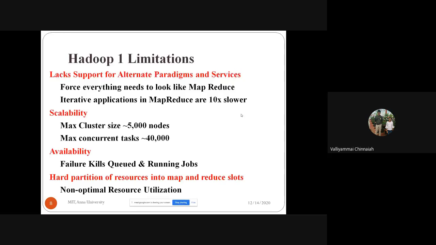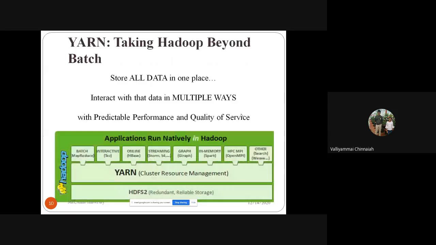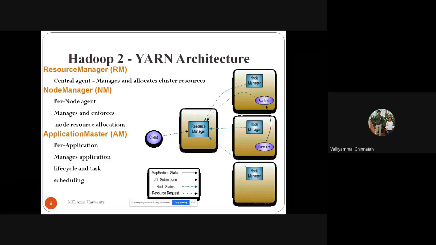Availability: here a failure kills queued and running jobs. Sometimes what will happen, we have to clean the jobs, the queued and running jobs, whenever the failure occurs. The secondary issue is the hard partition of resources into map and reduce slots. How we are going to make the resources into map and reduce slots will be somewhat difficult. So there is non-optimal resource utilization in Hadoop 1. Those were the difficulties earlier, and all these limitations are sorted out in the Hadoop 2 YARN architecture.